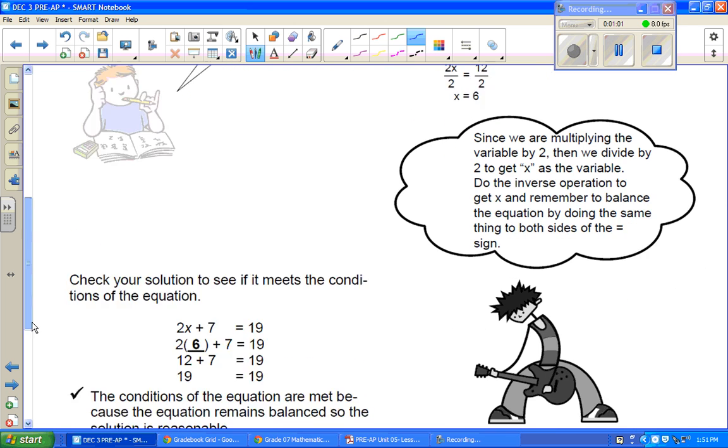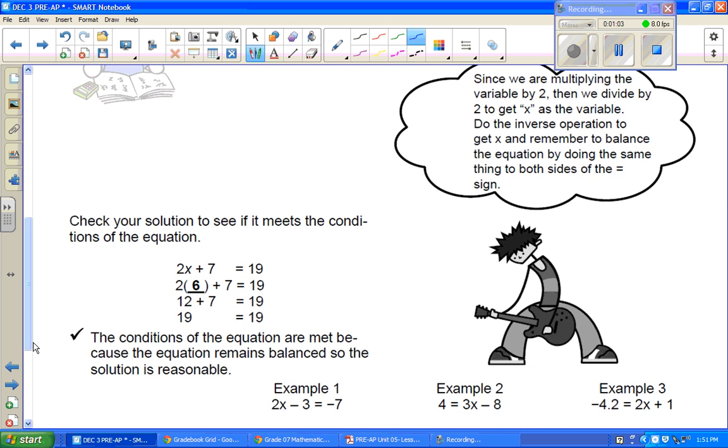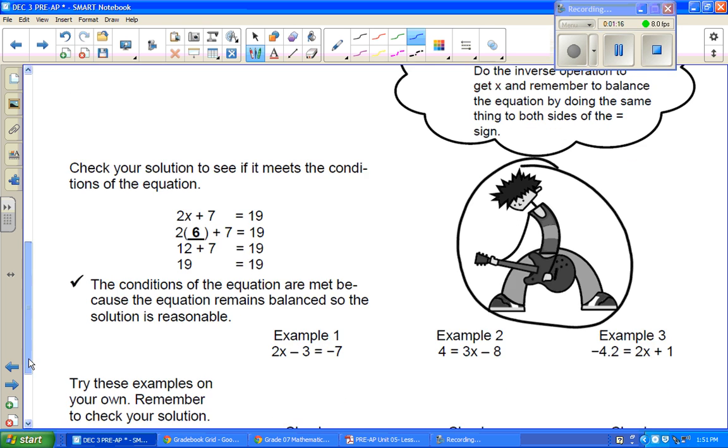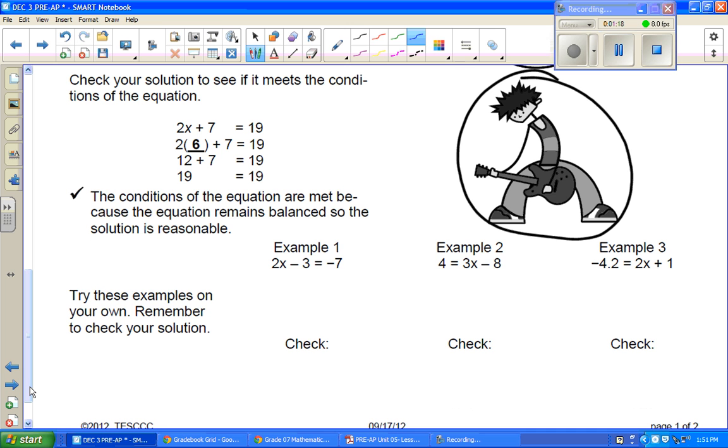So, last but not least, check your solution. We have a gentleman over here rocking out on the guitar. He's so happy that he checked his solution and he got it right. Always check it. That way you know without a shadow of a doubt that you got it wrong. All right, sorry, you got it right.